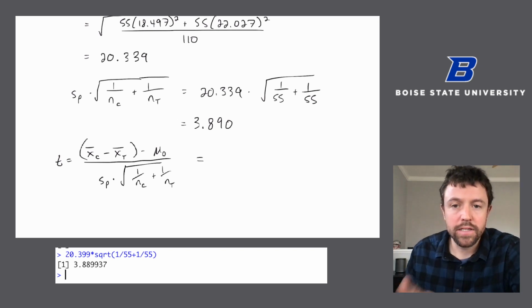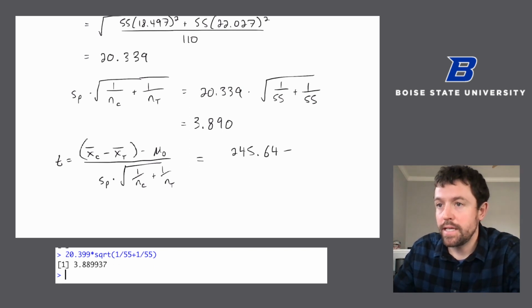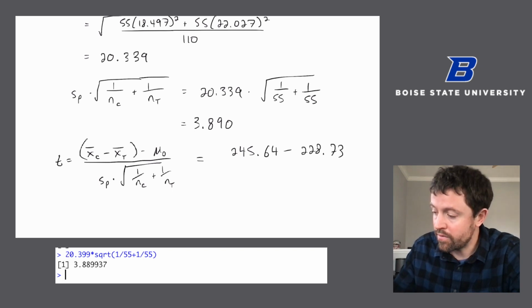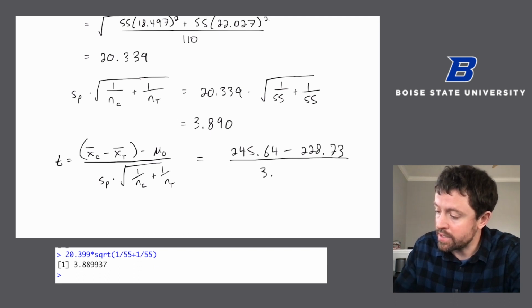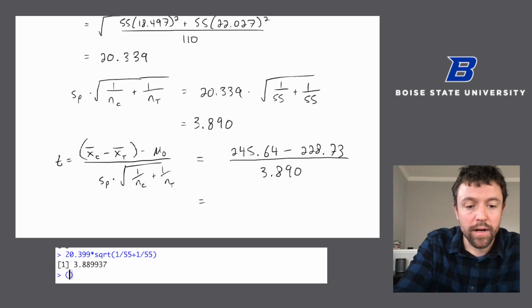So mu naught is 0. That's often what mu naught is, but not always. And so let's remind ourselves, x bar sub c is 245.64. X bar t is 228.73. And then we're going to divide by this number that I just calculated, 3.890. And let's see what we get. Hopefully the same thing that we got using software, because that's what it should be.